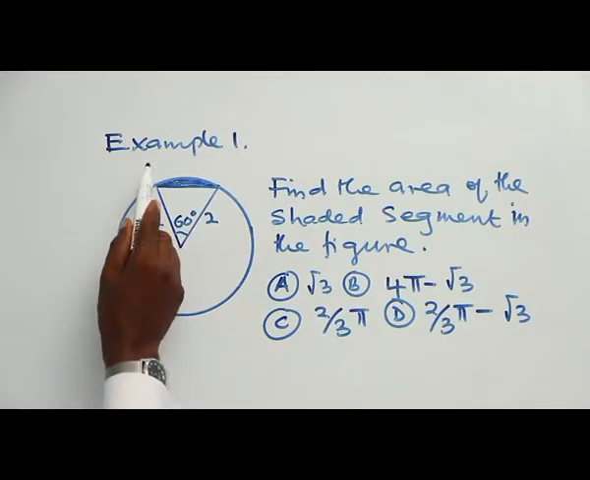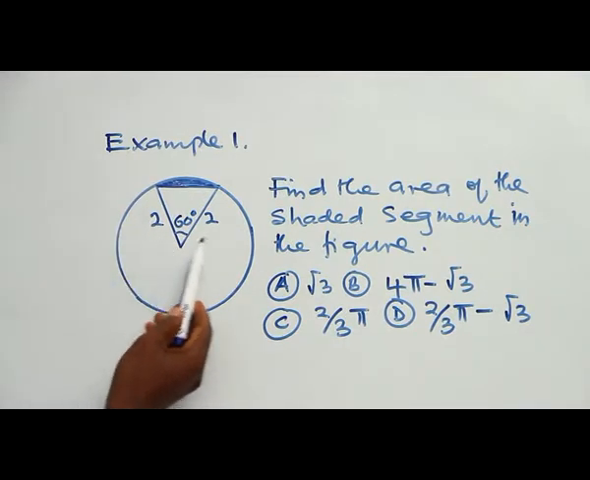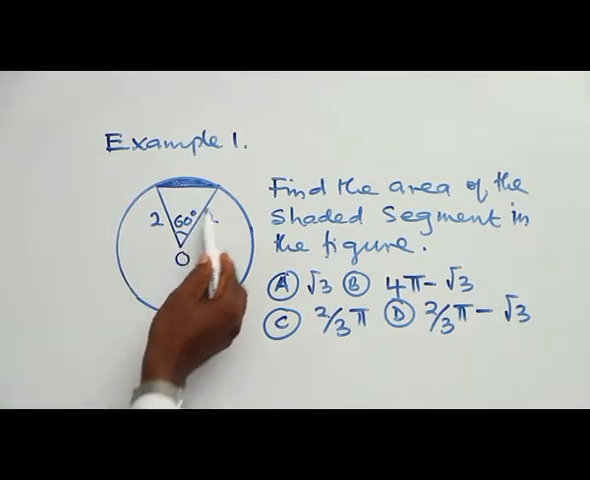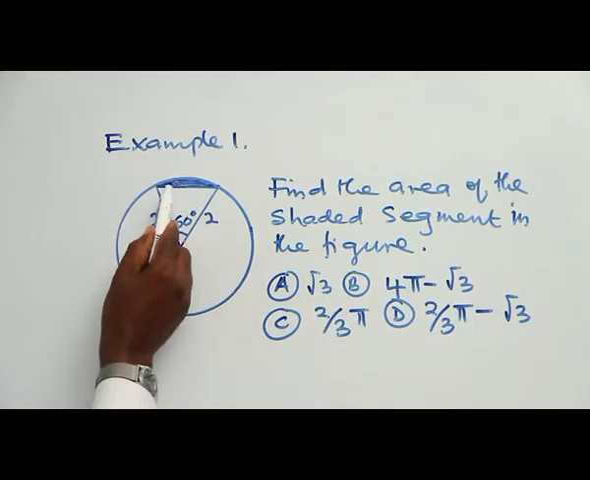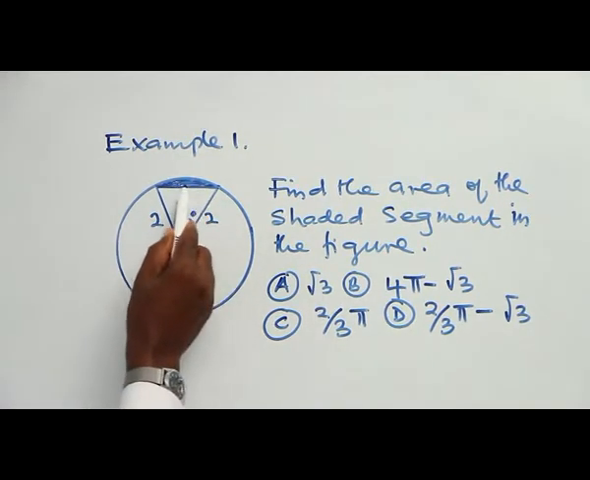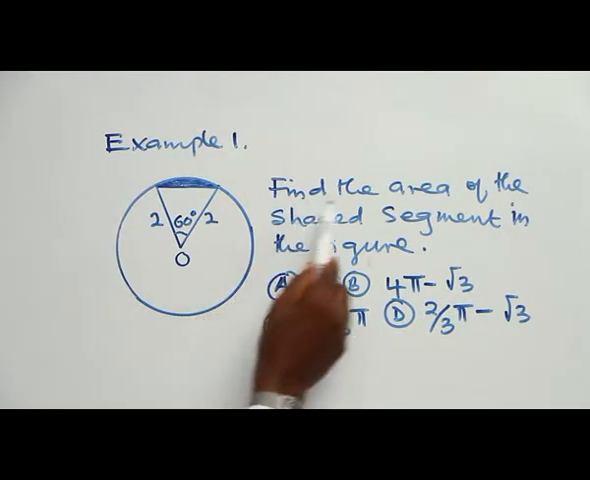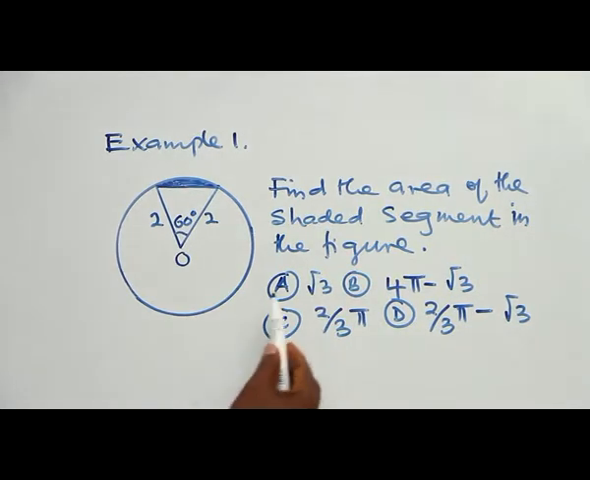Let us take the first example, example 1. Here is the diagram for you. And then of course you can see from this diagram that this is the radius, this is the center, this is the radius of the circle and also of the sector. This portion is shaded, this is the segment portion of this sector, and the angle subtended by the arc is 60 degrees at the center. So you are told to find the area of the shaded segment in the figure. And they are given options A, B, C, and D.